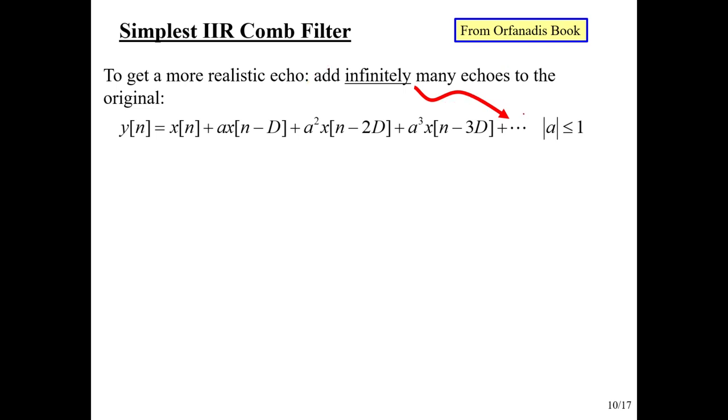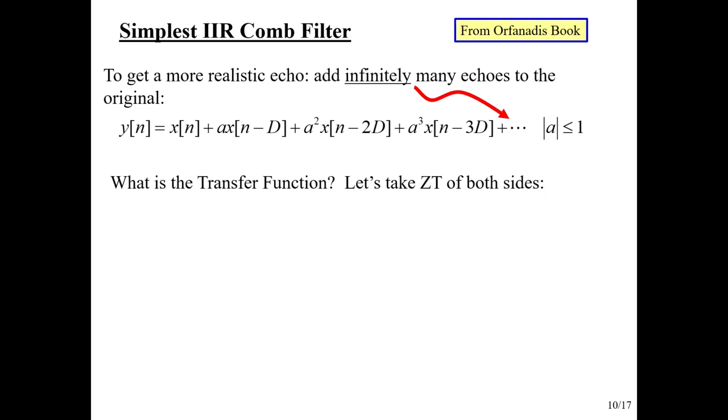So that goes on forever. So we have infinitely many terms, clearly an IIR filter, but not written out in an obvious recursive form. So what's the transfer function of this?